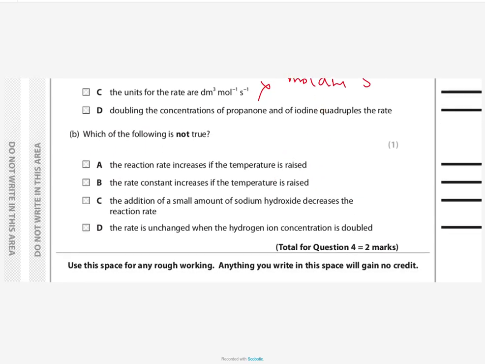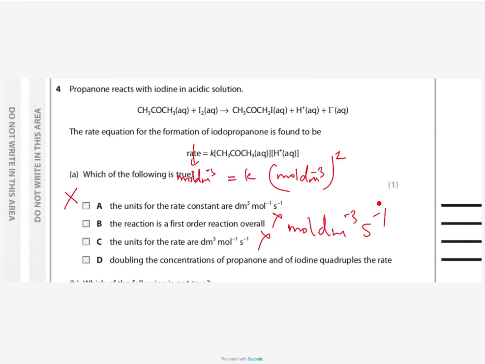Which of the following is not true? The reaction rate increases if the temperature is raised. Yes, that's well known. The rate constant increases with temperature. Whatever happens to the rate happens to the rate constant. The addition of a small amount of sodium hydroxide decreases the reaction rate. Addition of a small amount of sodium hydroxide.